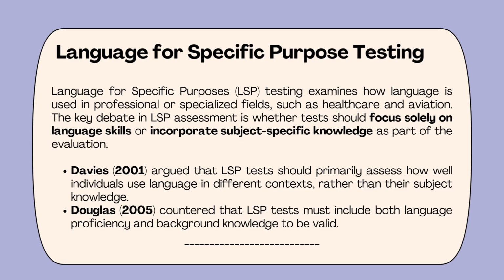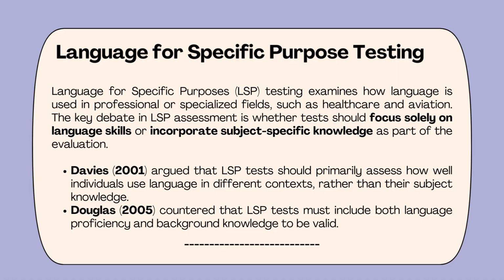So there are two arguments in LSP from Davies and Douglas. Davies argued that LSP tests should primarily assess how well individuals use language in different contexts rather than their subject knowledge, while Douglas 2005 countered that LSP tests must include both language proficiency and background knowledge to be valid.